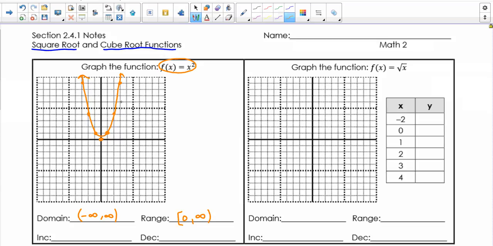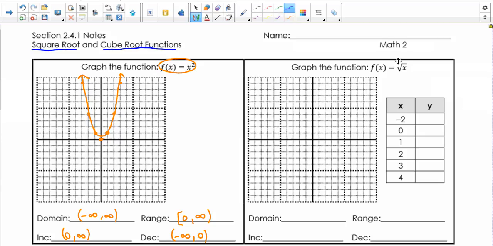My function is increasing and it's decreasing. It's decreasing first, though. So it's decreasing from negative infinity until it hits the x value of 0, both of which I will not include. At 0 is when it switches to increasing as it goes towards positive infinity, both of which I do not include. Okay, so now let's talk about a different function.